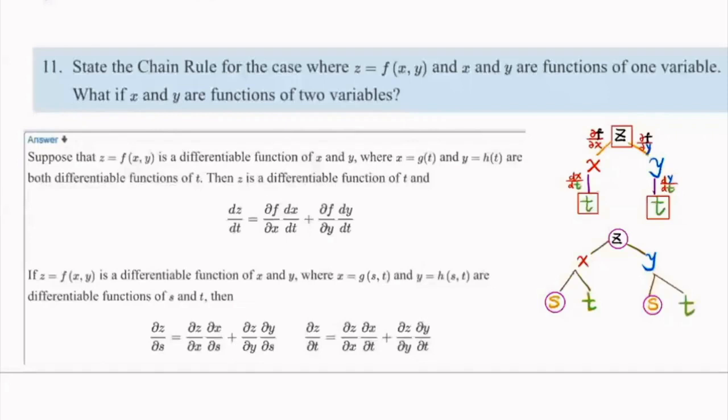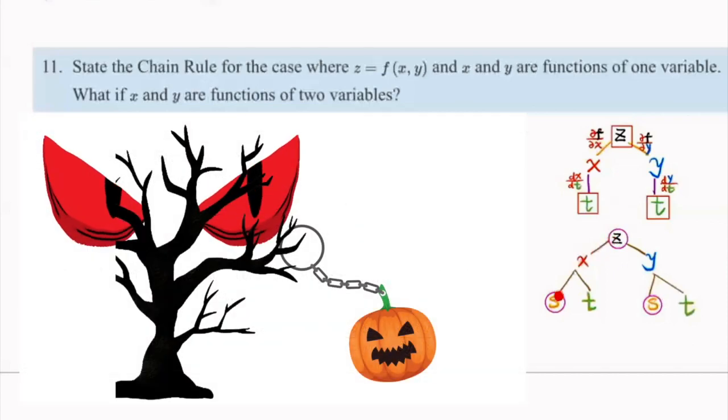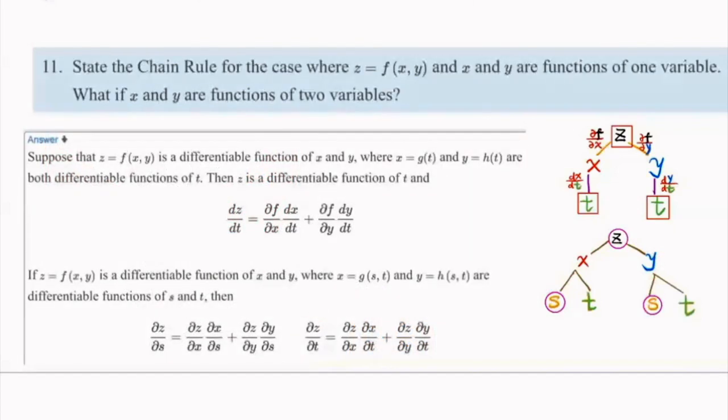Now, z here is a function of x and y, and x and y are functions of two variables, s and t. Then the partial derivative of z with respect to s will be the partial derivative of z with respect to x times the partial derivative of x with respect to s. And then if you go along the other path, we need to add the partial derivative of z with respect to y times the partial derivative of y with respect to s. So we can use the tree diagram to help us remember the chain rule. Similarly, we can get the partial derivative of z with respect to t by looking at the two paths to go from z to t.